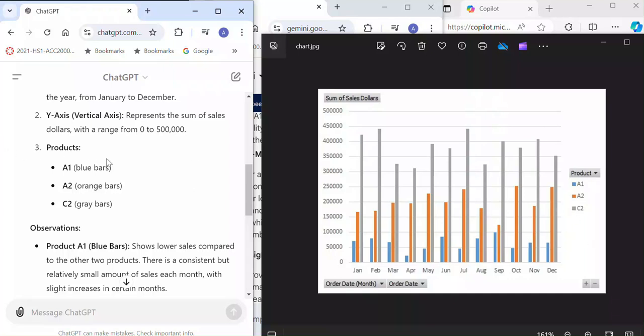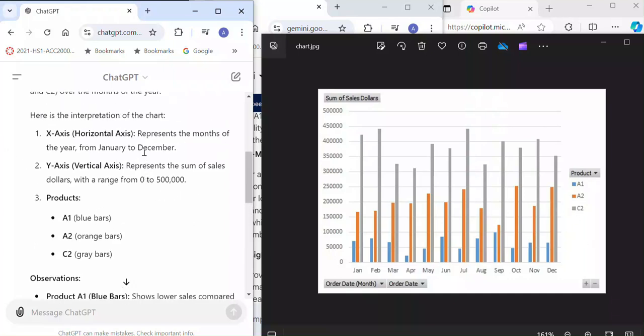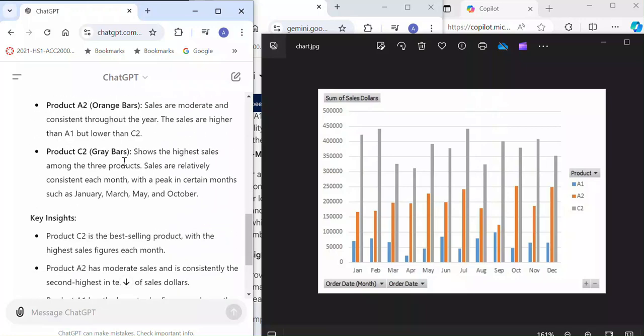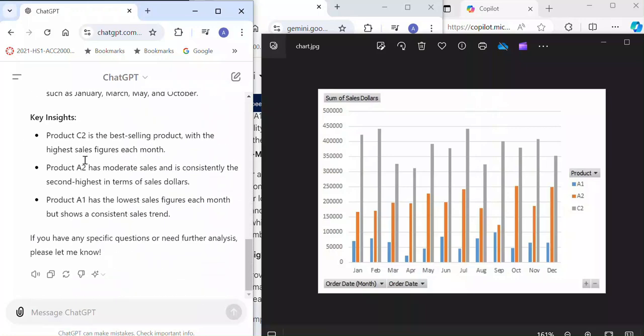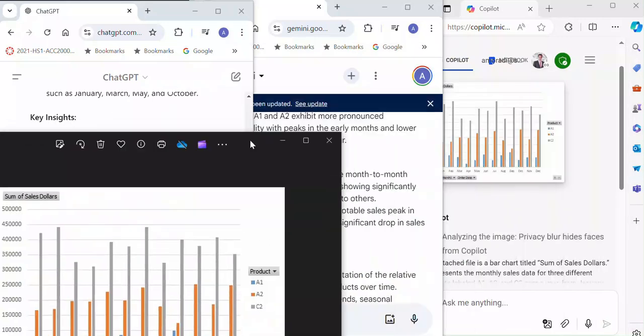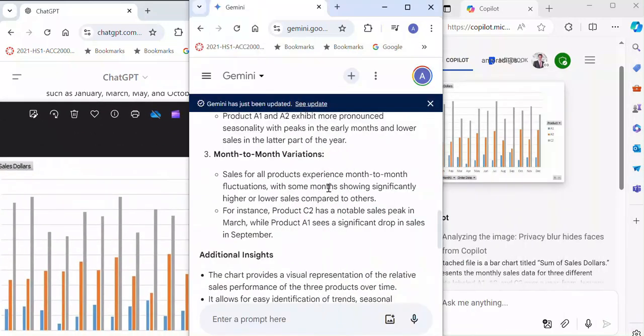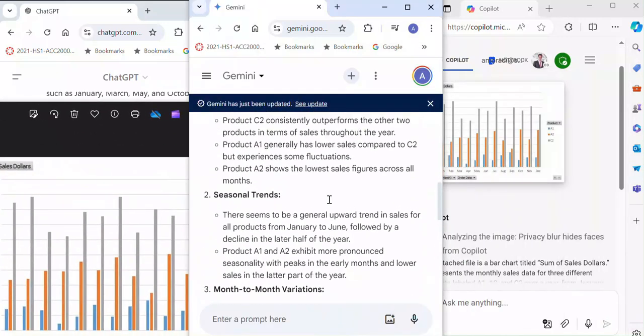For example, the right color of each product, and even which one sells more. At least at that level it has distinguished between the products. Now let's see how it has been done by Gemini.